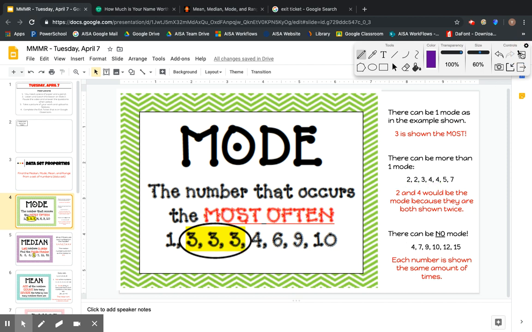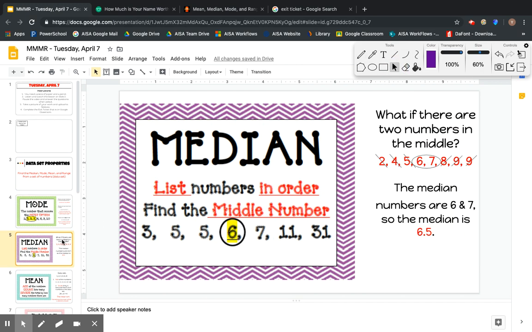Now let's move on to median. When we look at median, we always make sure that the numbers are in order from least to greatest. So if we look at the set 3, 5, 5, 6, 7, 11, and 31, they are in order from least to greatest, so we can start. You start scratching them off from left to right. I have 3 numbers on the left and 3 numbers on the right that are scratched off, and I have the number 6 right in the middle. So in this data set, 6 is the median.